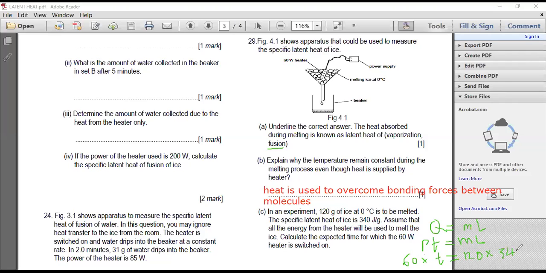Now, for this question, I did not convert the mass to kilogram. Why? Because this one is gram, here also gram. They give you joule per gram. So no need to convert into kilogram. So that means your answer will be 120 times 340 divide with 60. Okay, so the time will be 680 seconds only. Okay, 680 seconds. Okay, next.